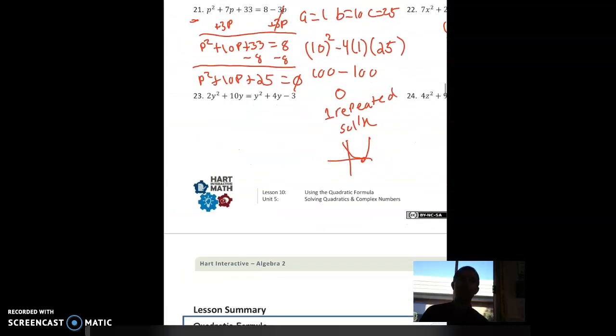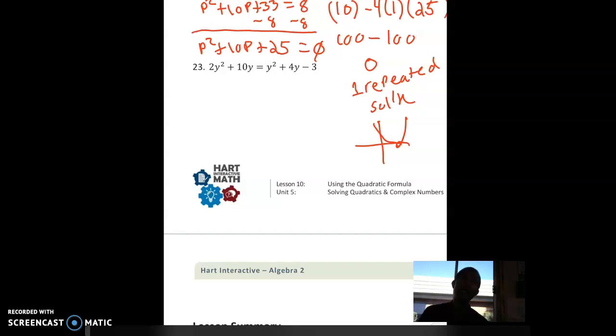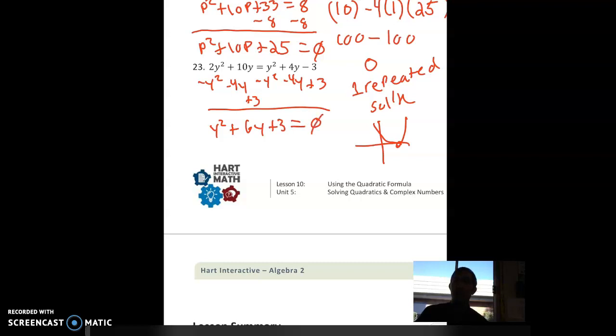Okay, last one. There's all kinds of things wrong with number 23. We have to have 0 on the right side. So I'm going to subtract y squared from both sides, subtract 4y from both sides, and then also add 3 to both sides. Basically, I'm just moving all the terms from the right over to the left. So on the left side, I have a y squared, I'm going to have a 6y, and then the 3 is just hanging out. And now I have 0 on the right side.